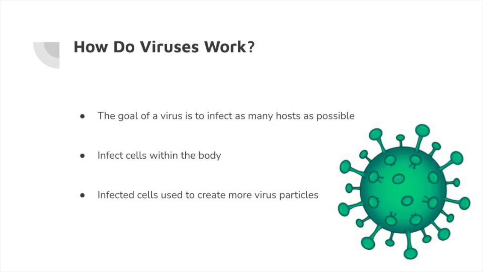So I will begin by describing how viruses work in general. The main goal of a virus is to infect as many hosts as possible to prolong its own lifespan. The way it does this is by infecting cells within the host's body. When it becomes ingrained within the cytoplasm of the cell, it will take over vital structures. Specifically, the ribosomes will be used to create proteins that will then be used to create more virus particles to spread throughout the host body.